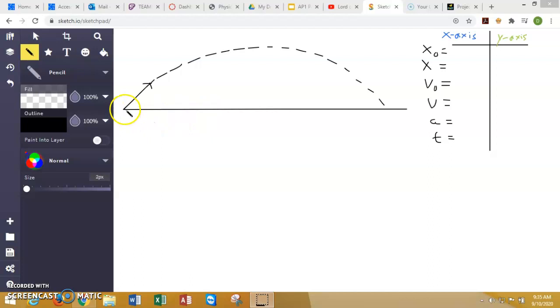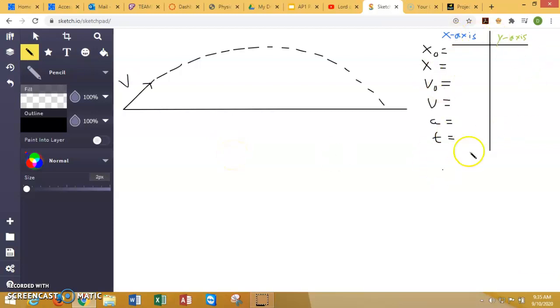A couple things to note. It begins and ends on the same height. Some problems do, some problems don't. We're going to start with one that just starts on the same height. So it begins and ends on the same height. I draw a vector over here to represent the initial velocity of our projectile, whatever it is.